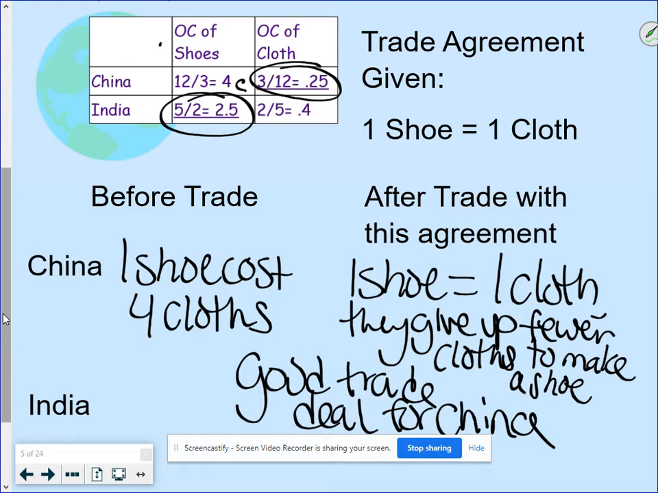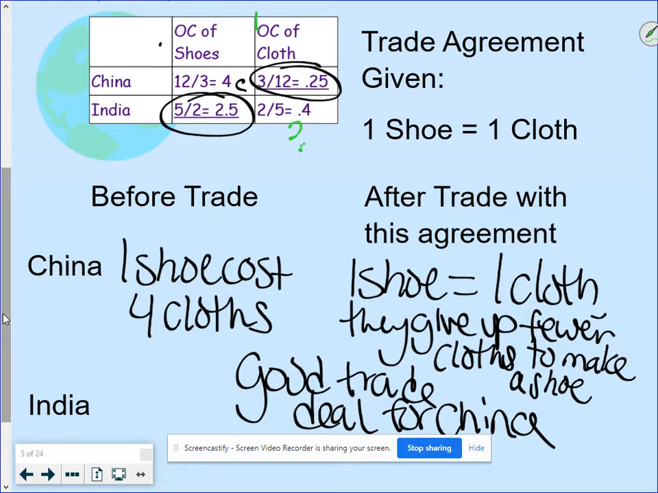What is India making again? Shoes. They're making shoes. Do they have to buy shoes? No, you don't have to buy the things that you make. What are they going to have to buy? They're going to have to buy cloth. But if they had to make it on their own, what does 1 cloth cost them by themselves?